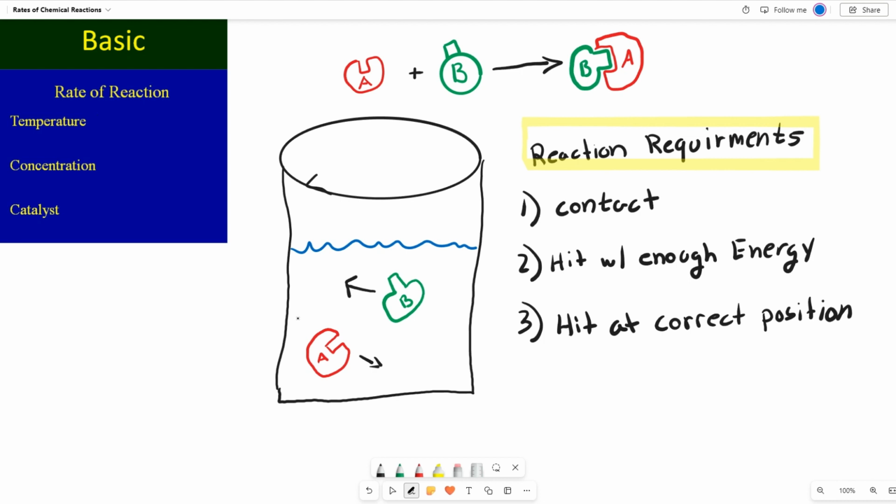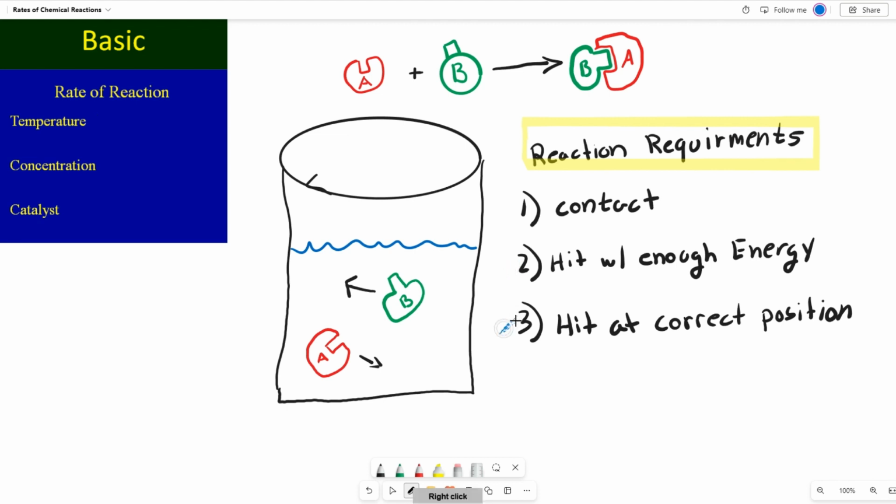The second condition that needs to be true is after they hit each other, they have to bang into each other with enough force. Think of two Lego pieces. Even if you line them up perfectly, if you don't push them together, they don't react. Well, molecule A might bump into molecule B, but it doesn't hit it with enough force to actually react. So the molecules have to come in contact with each other, and they have to come in contact with enough energy or force to react.